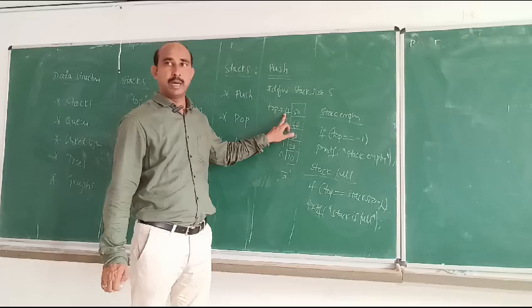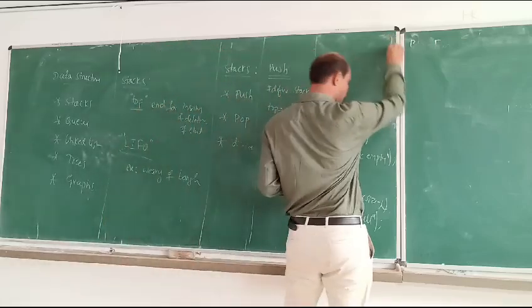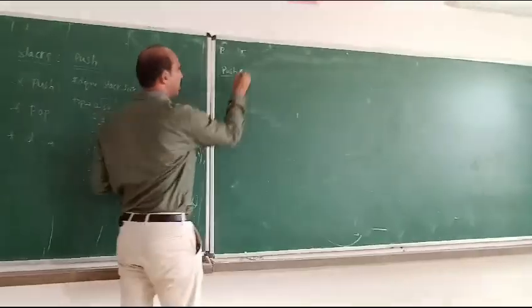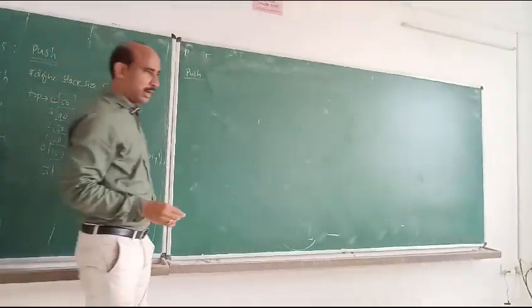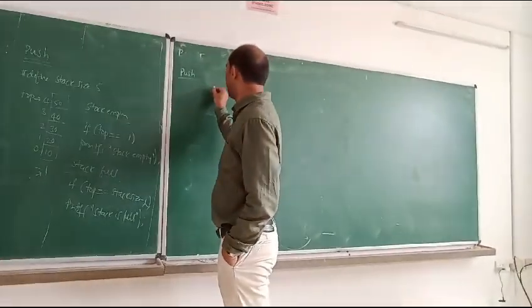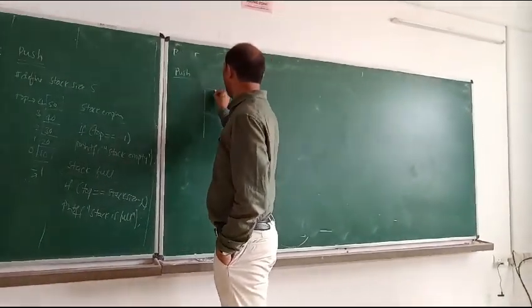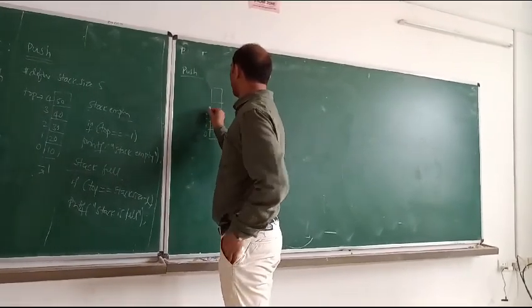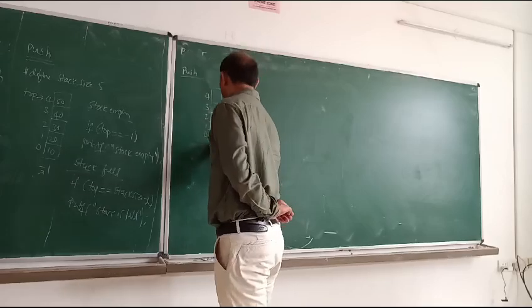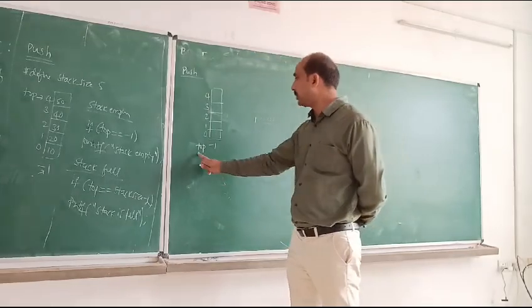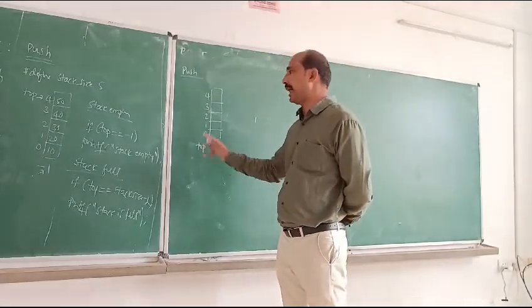I just want to discuss the push operation here, how you are going to add an element into the stack. Assume that this is an empty stack, with locations 0, 1, 2, 3 and 4, and the top is pointing to the -1 value. If the top is pointing to the -1 value, the stack is empty.